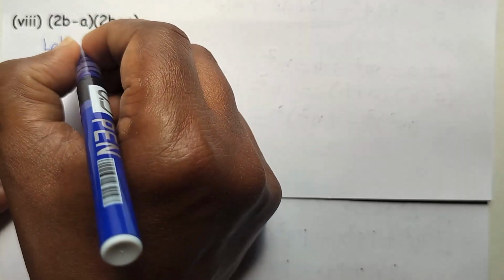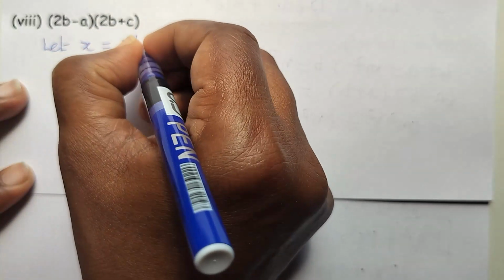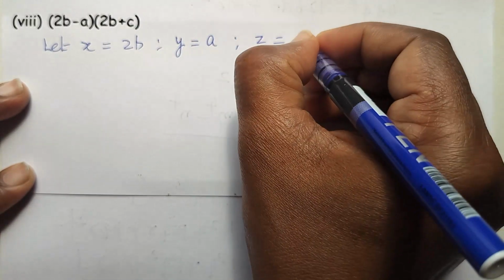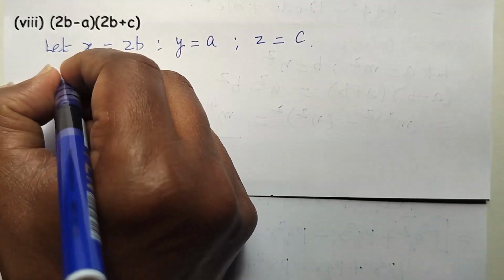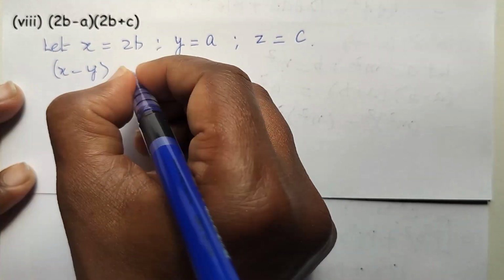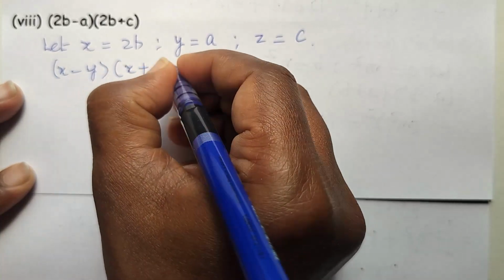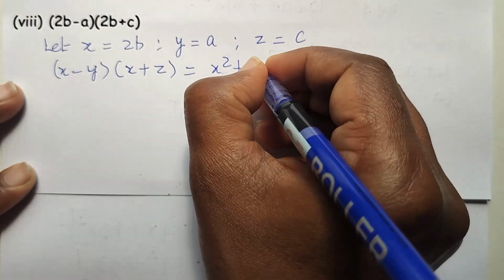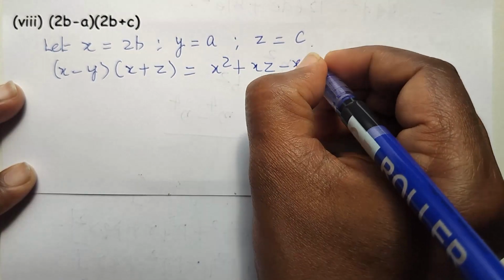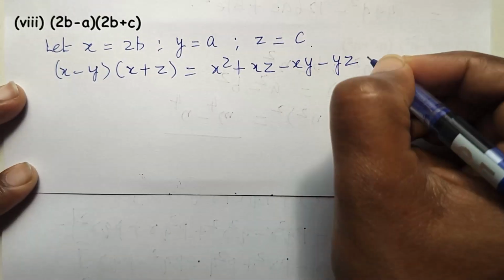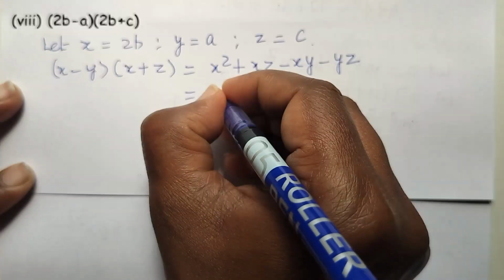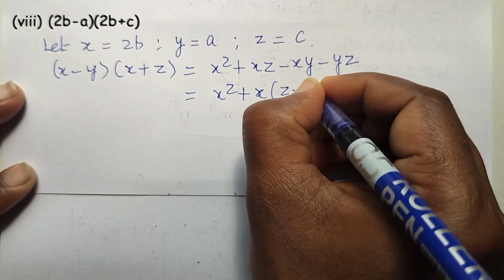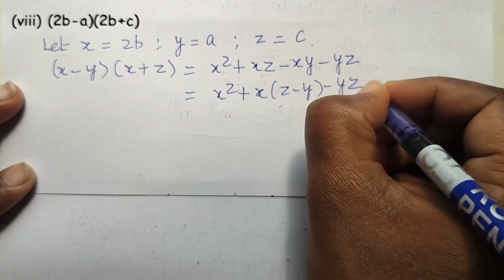So here let x equal to 2b, y equal to a and z equal to c here. So now our equation will be (x minus y) into (x plus z) here. So that will be x square plus xz minus xy minus yz here. So that equal to x square plus x into (z minus y) minus yz here.